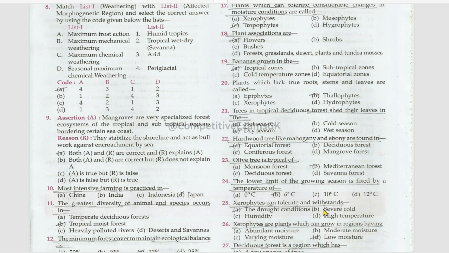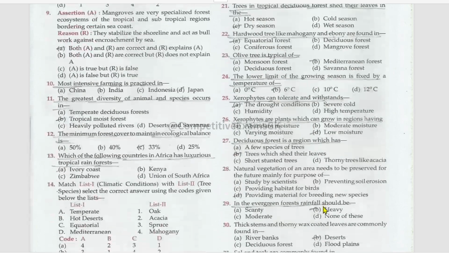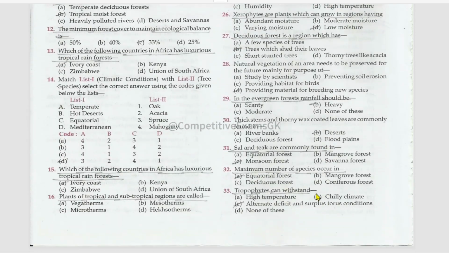Xerophytes can tolerate and withstand the drought conditions. Give some examples of xerophytes in the comments. Xerophytes are plants which can grow in regions having low moisture. Deciduous forest is a region which has trees which shed their leaves.